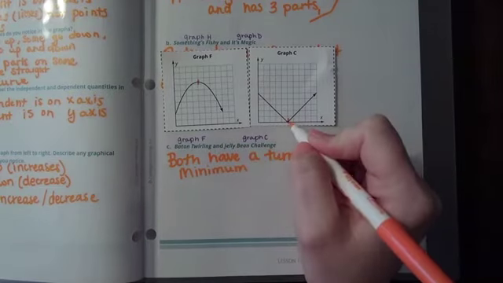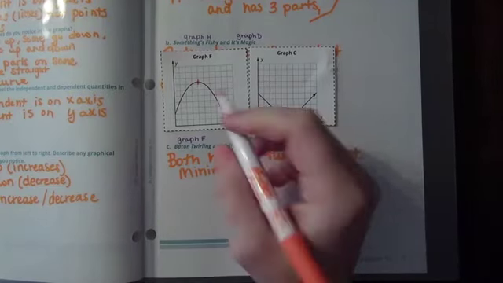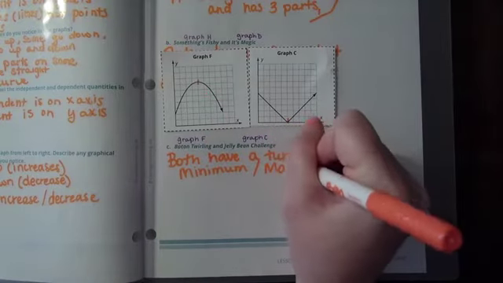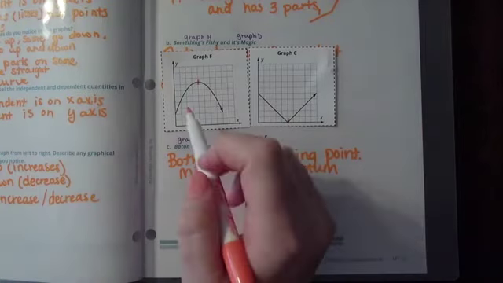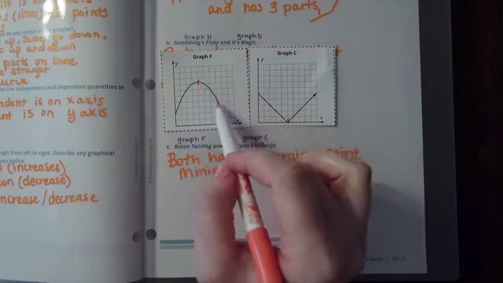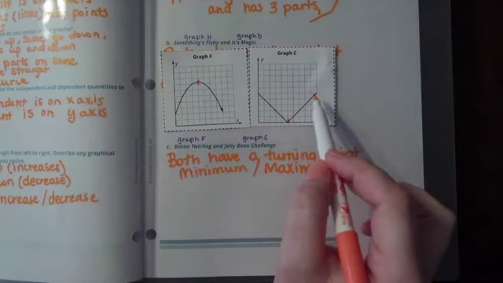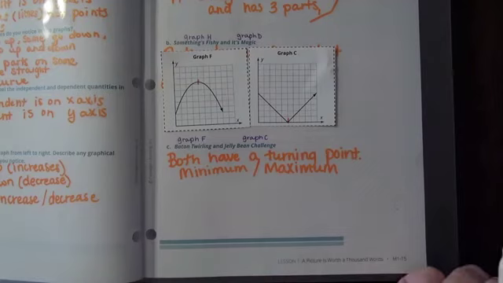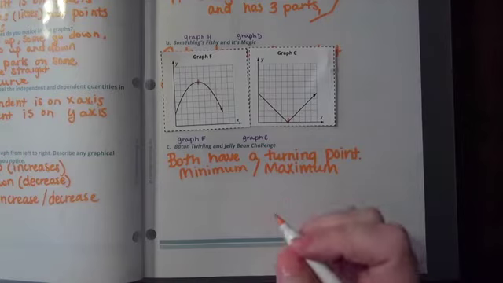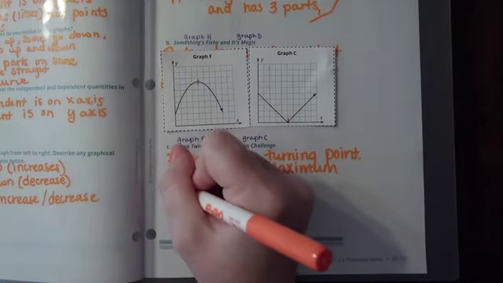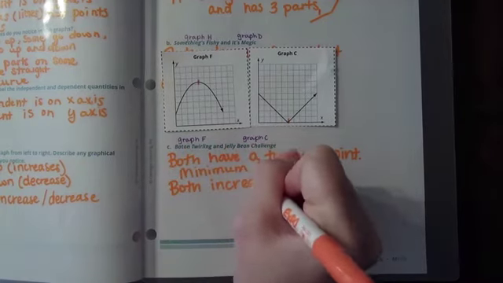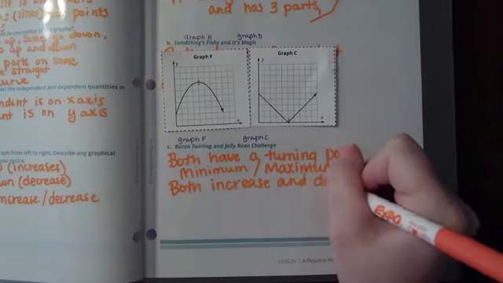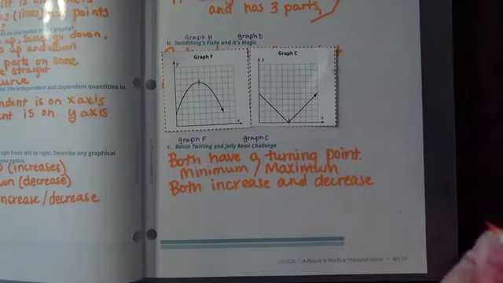So this one has a minimum, and that one has a maximum. So that turning point, where it stopped going up and then started going down, or stopped going down and then started going up, those are called minimum and maximums. Okay. They also both increase and decrease at some point.